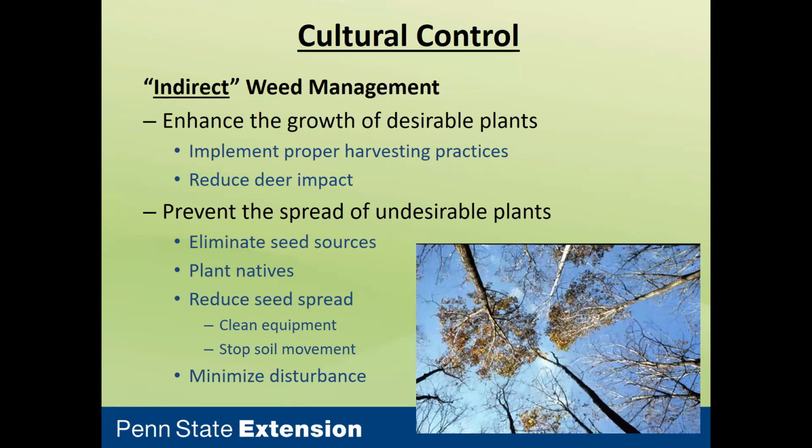So does your neighbor have a tree of heaven, or ailanthus, on his property that we might be able to eliminate because it's a female tree producing hundreds of thousands of seeds annually, for example? In our planting practices, even in our landscapes, even in our yards, can we focus on using just native plants? Can we reduce seed spread by cleaning equipment or stopping soil movement?